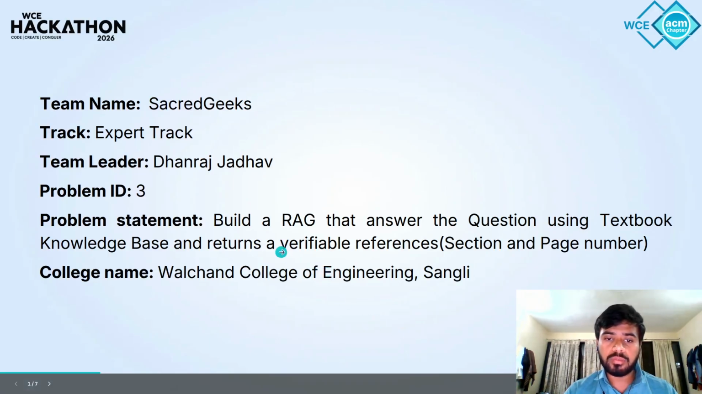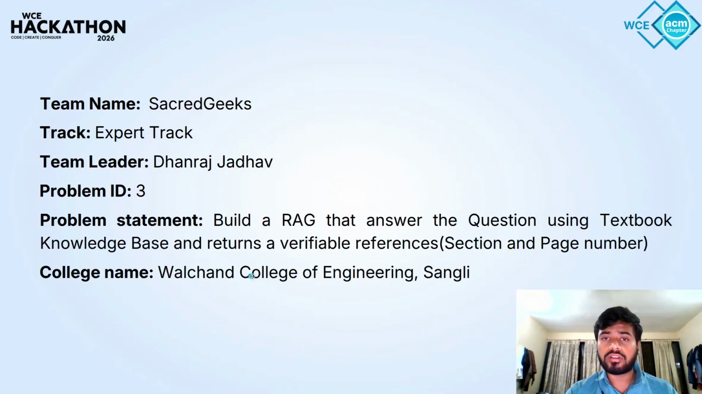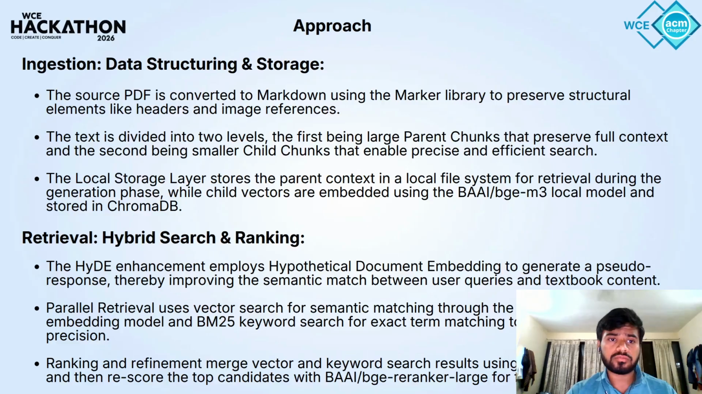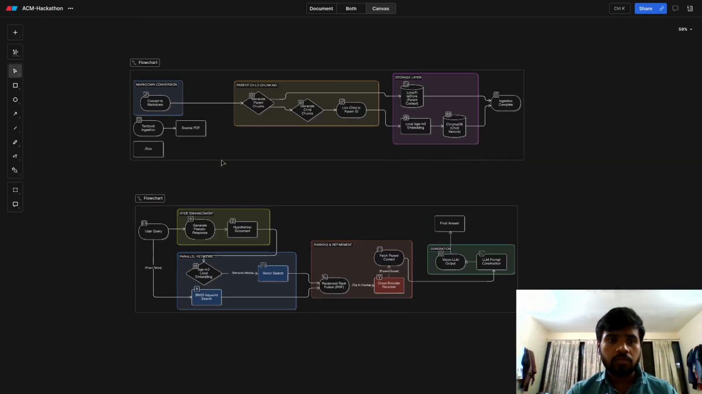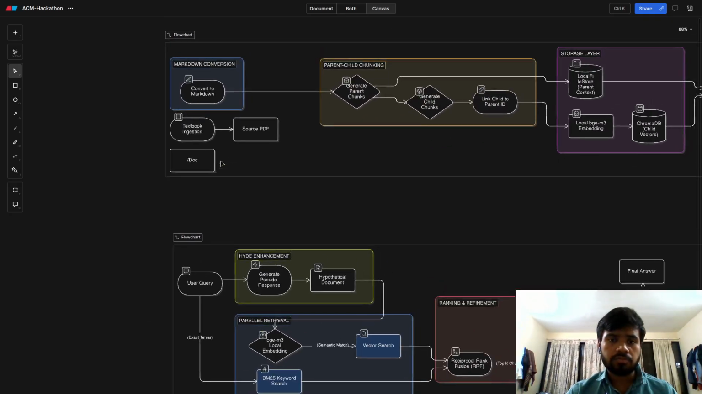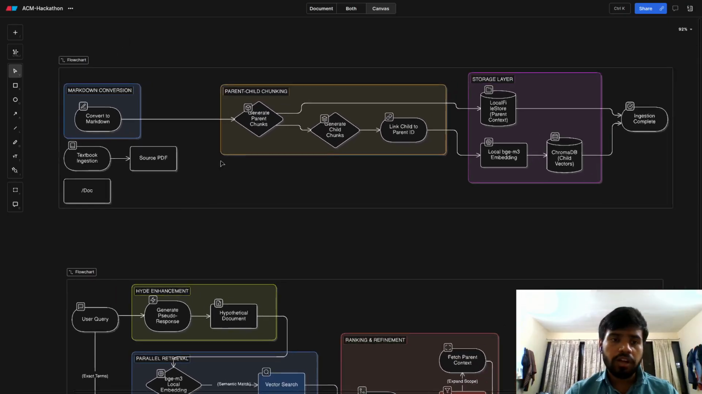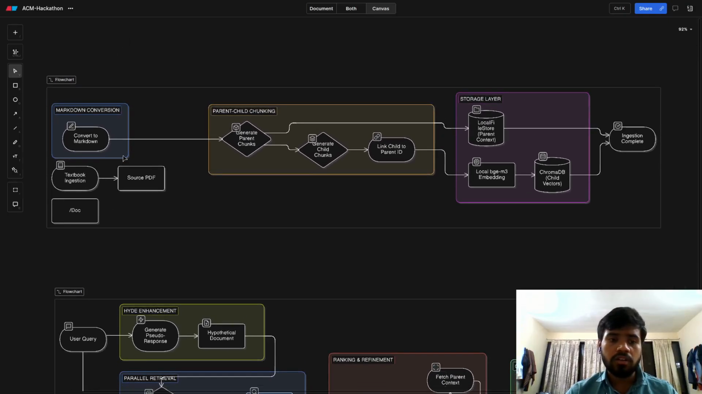Our problem statement is to build a RAG that answers questions using a textbook knowledge base and returns a verifiable reference, that is, section and page number. This is the flowchart we have implemented till now, in which the first problem we identified is how to handle such a massive file of more than 700 pages, and how to add a citation feature to our RAG system.